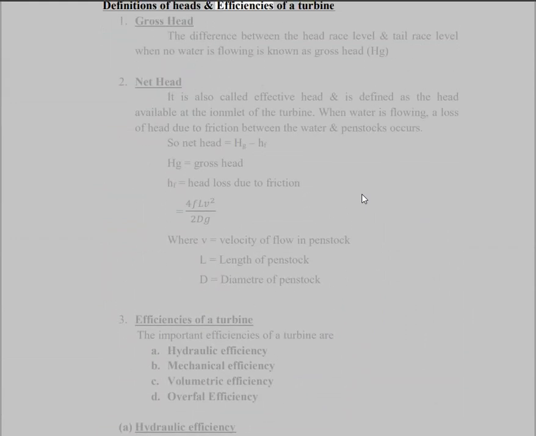Definitions of heads and efficiencies of a turbine. 1. Gross head. The difference between the head race level and tail race level when no water is flowing is known as gross head, Hg.